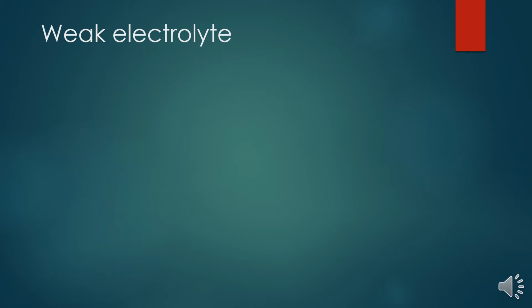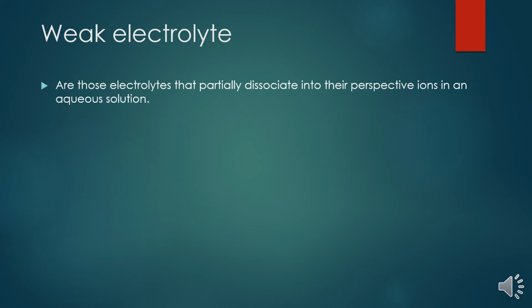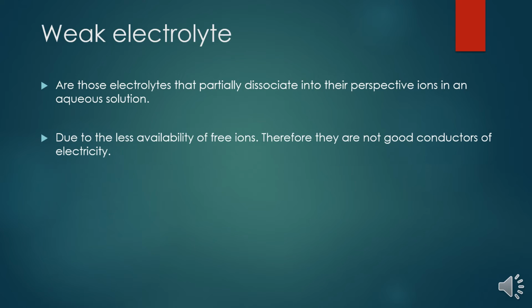Let's move on to our second one, weak electrolytes. What are weak electrolytes? These are electrolytes that partially dissociate into their respective ions in an aqueous solution. Partially meaning only some of the electrolytes break down while others remain in its compound. Due to the less availability of free ions, they are not good conductors of electricity.